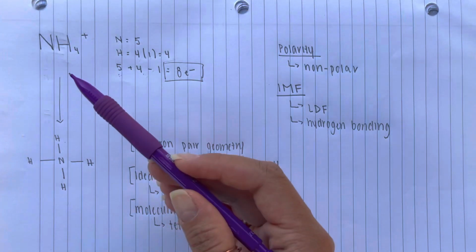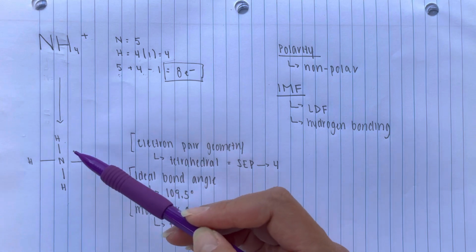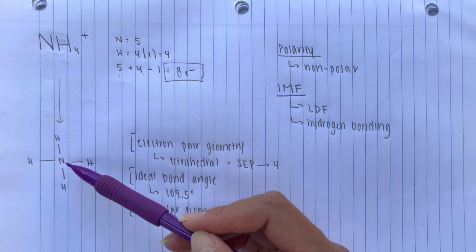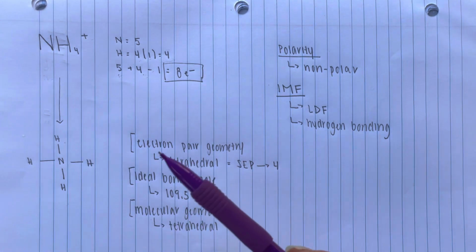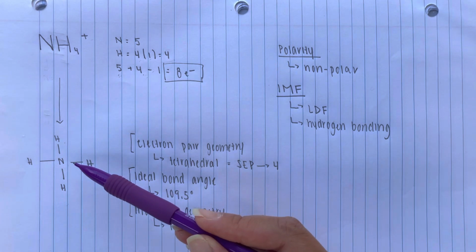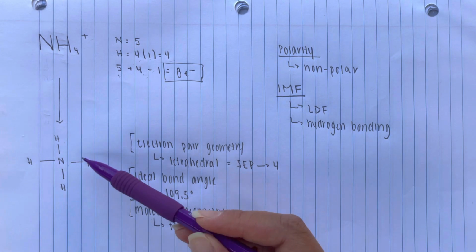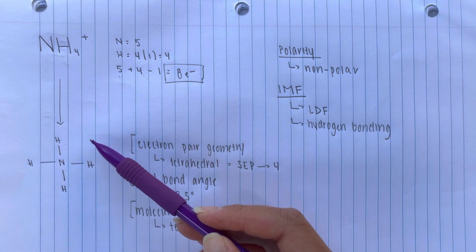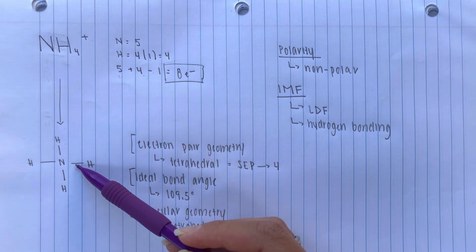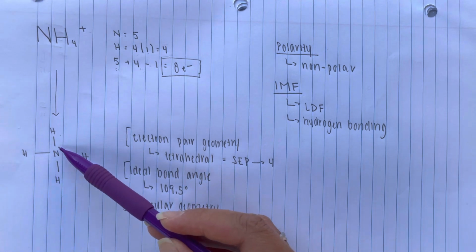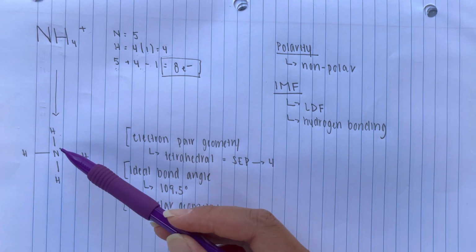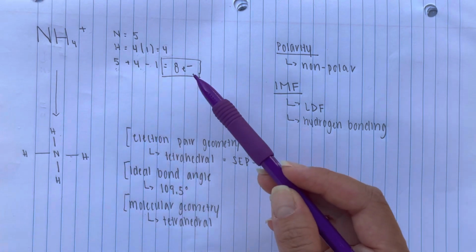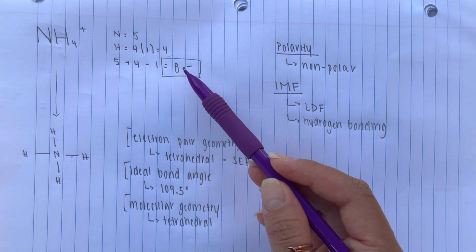Moving down, we have to find the Lewis structure. So we know that nitrogen would be the central atom because hydrogen cannot be. And we do this by including single bonds to all 4 hydrogens. And each single bond contains 2 valence electrons. So in total, we have 1, 2, 3, 4, 5, 6, 7, 8, which completely satisfies the octet rule for the nitrogen and includes all of our valence electrons.